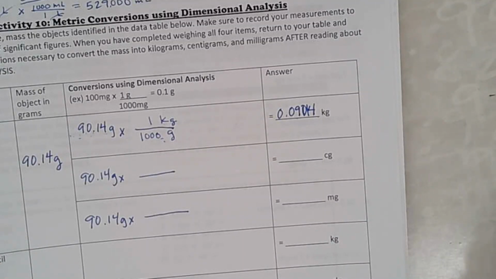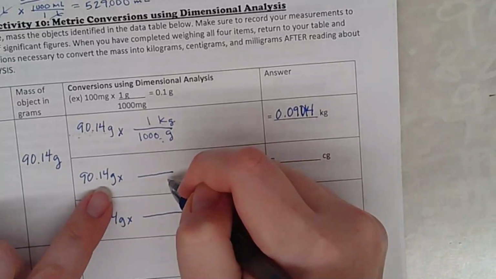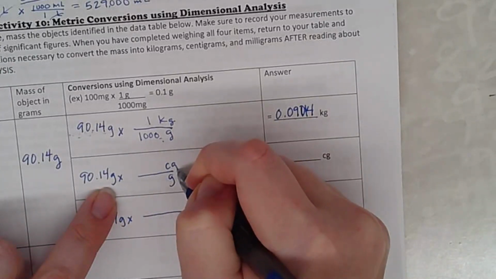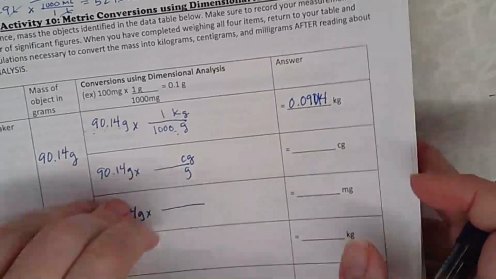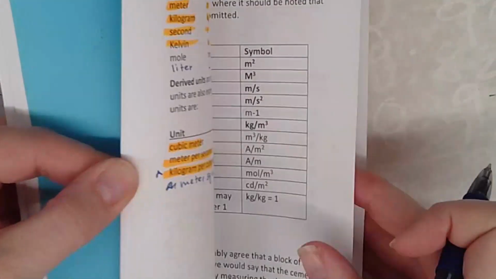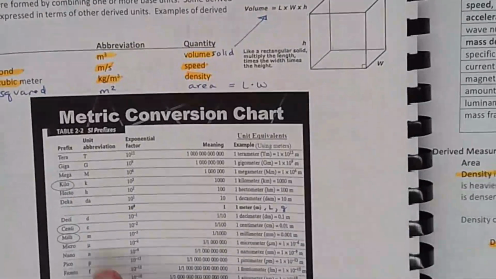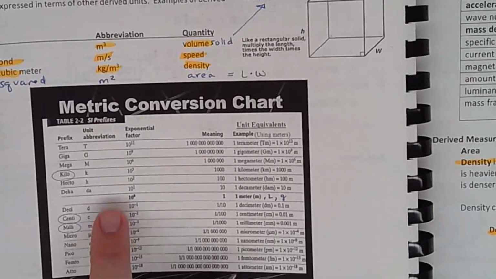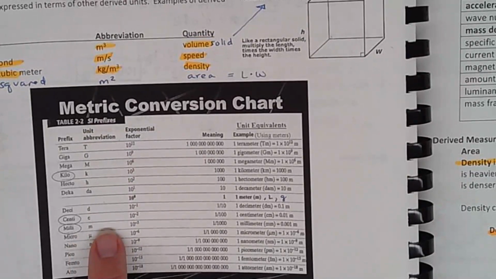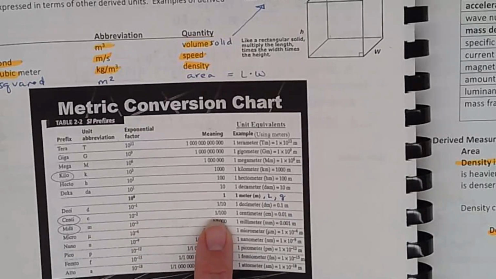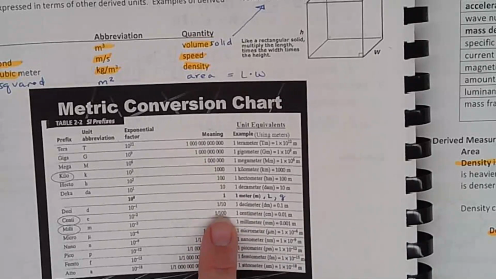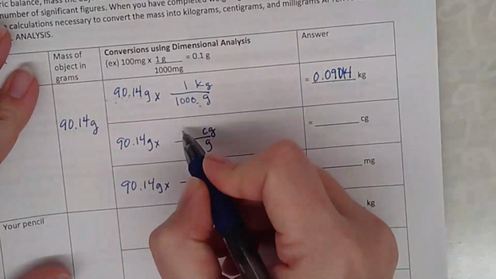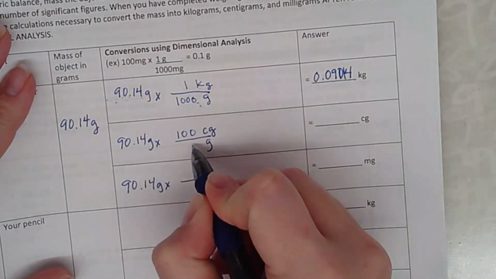For the next one, we're going to centigrams. Grams is on the bottom, and I'm trying to change to centigrams. This is where you have to know which one is bigger and which one is smaller. Using the chart this time, kilo was up here and centi is on the bottom. It means that a centi is 1/100th of the base unit, so I need 100 centigrams to make 1 gram.